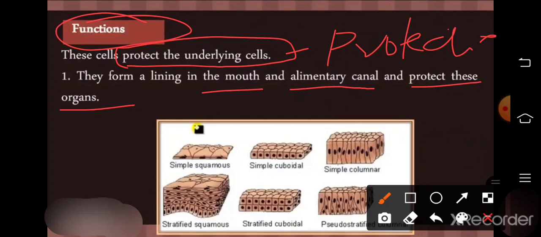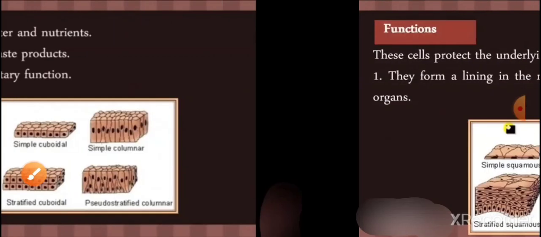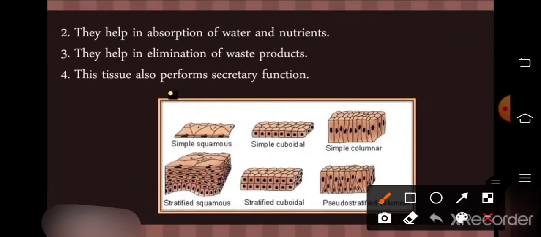They form the lining, which means if these are the organs, it makes the inner lining, or we can say the outer lining, by which they cover and protect them. They help in absorption of water and nutrients.